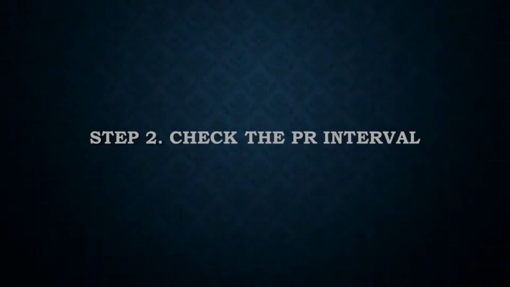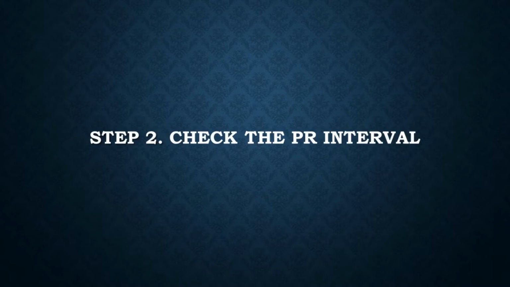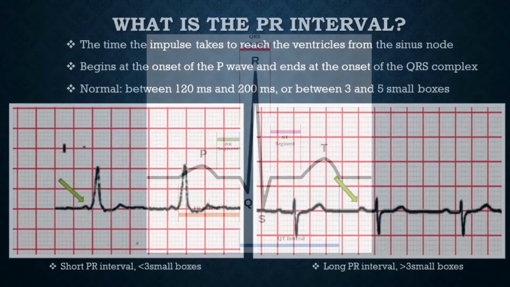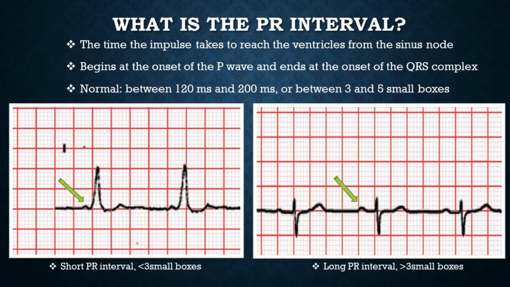Moving on. Step 2. Check the PR interval. The PR interval begins at the onset of the P wave and ends at the onset of the QRS complex, and represents the time the impulse takes to reach the ventricles from the sinus node. The normal duration of this interval is between 120 and 200 milliseconds, or between 3 and 5 small boxes respectively.